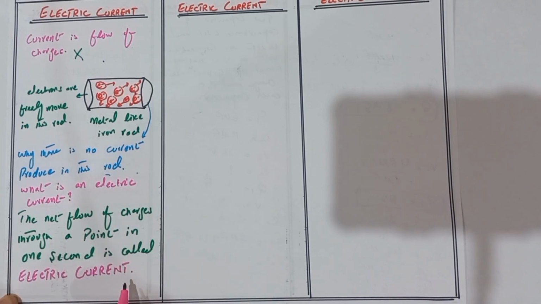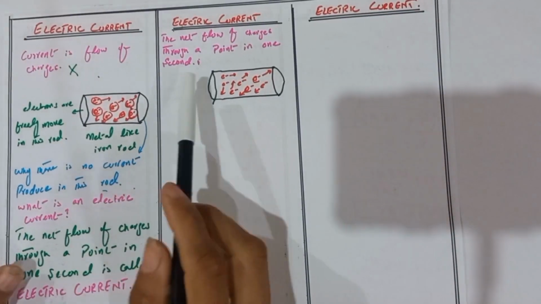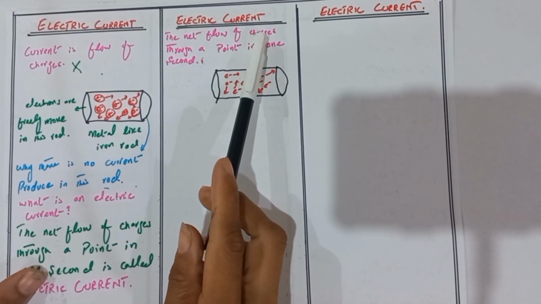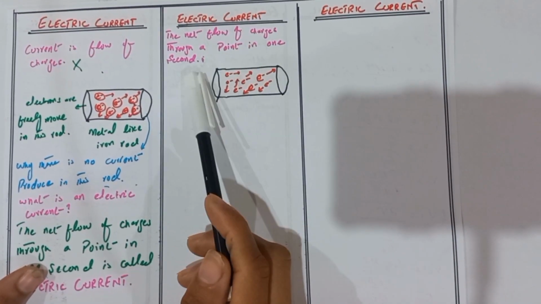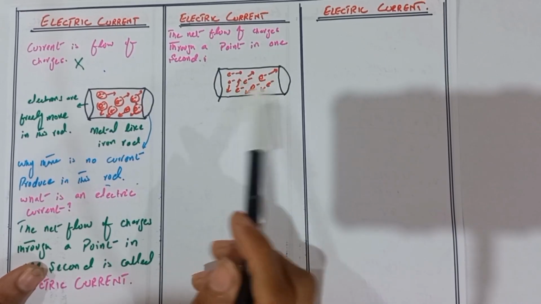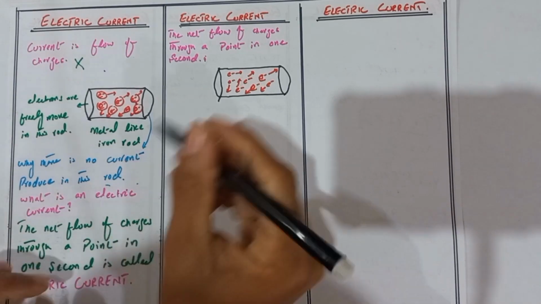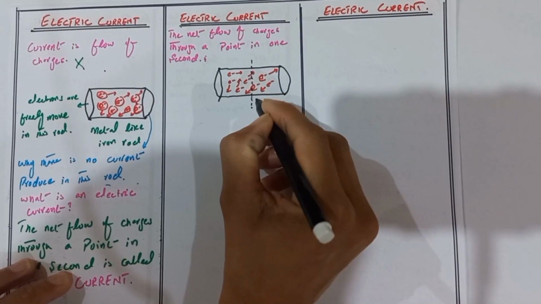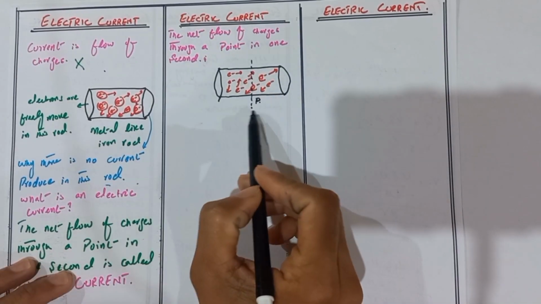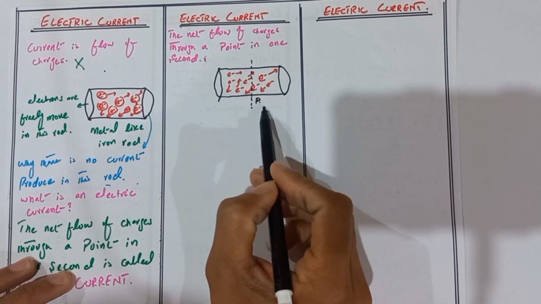This is the proper definition of electric current: the net flow of charges through a point in 1 second. Now let me explain it. I take a metal rod containing electrons that move randomly in this rod. We consider a point P in this rod. I am interested in how many electrons pass through this point.